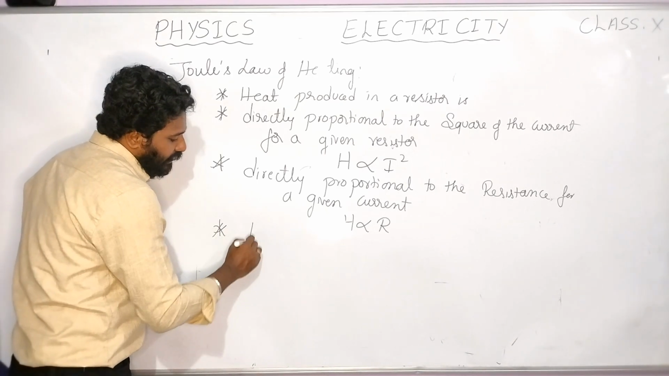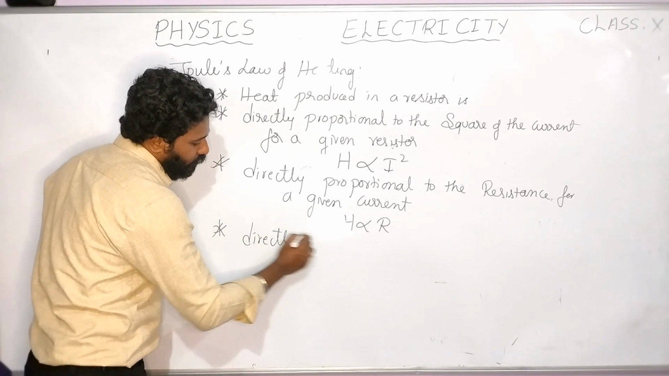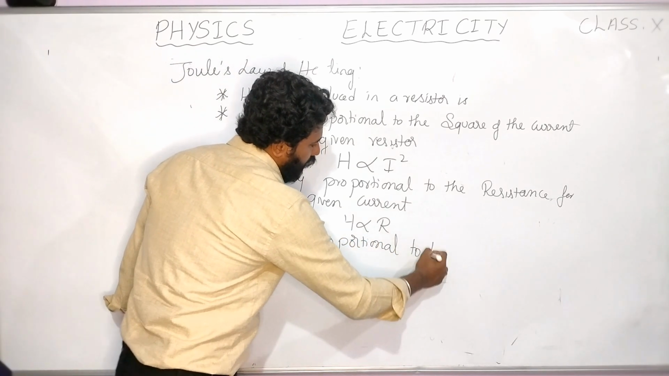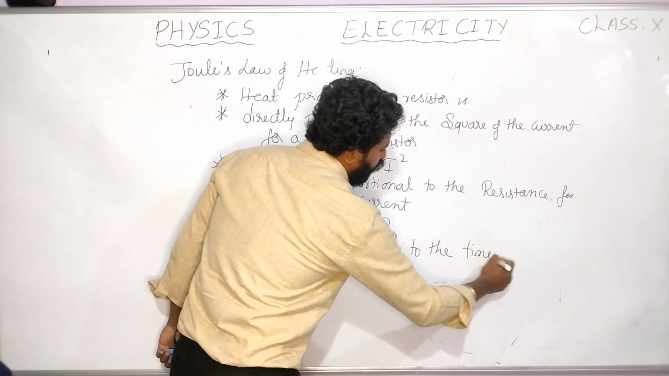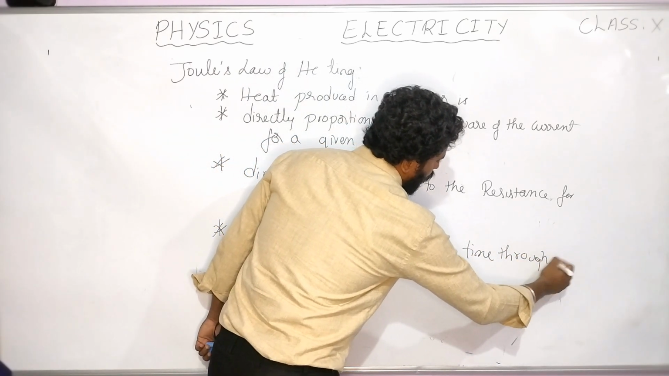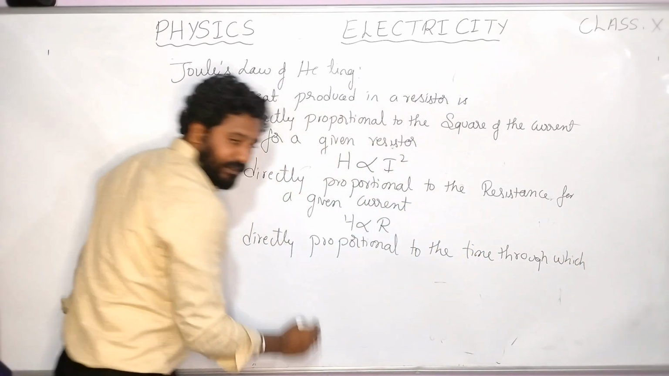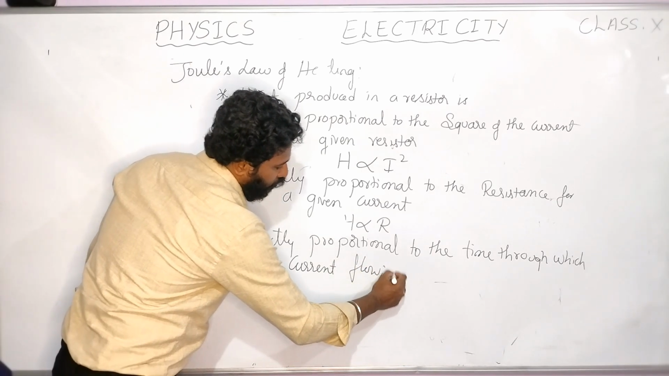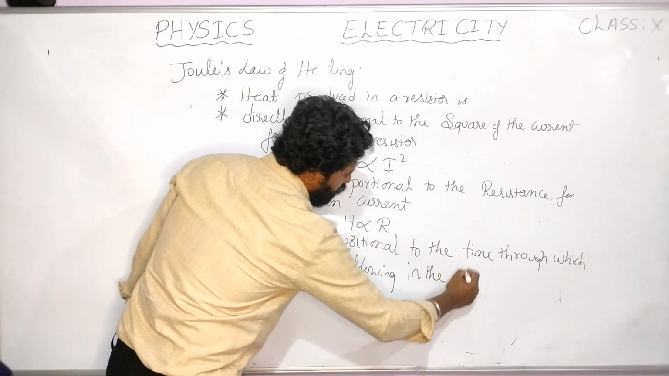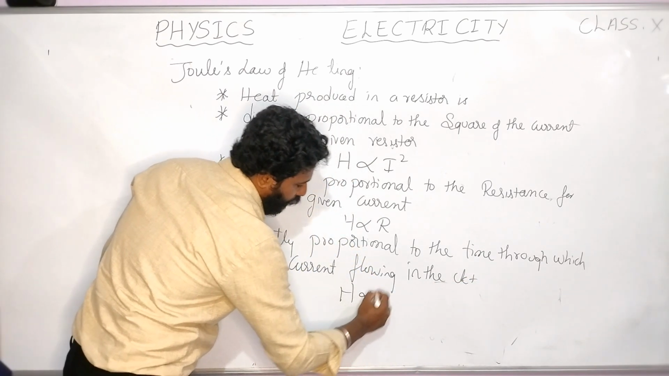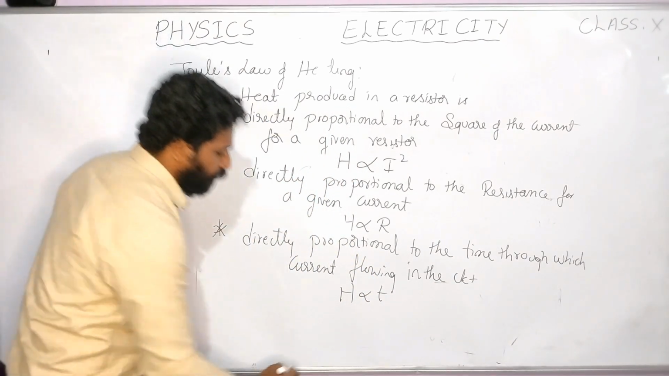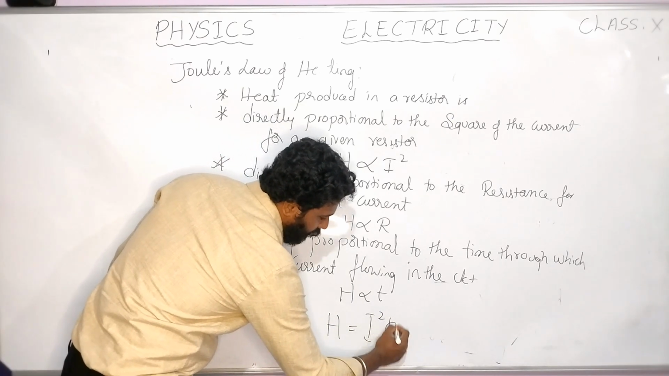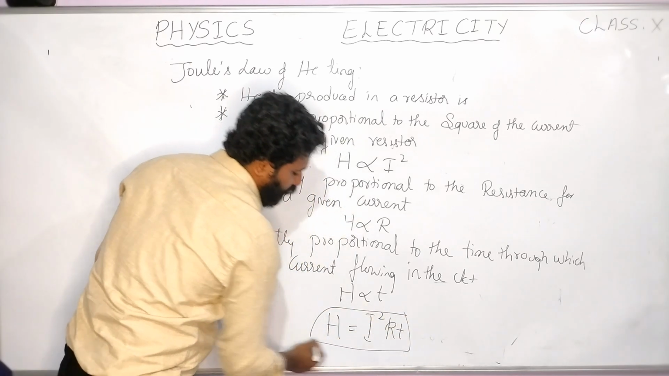The next one is directly proportional to the time through which current is flowing in the circuit. That means H is directly proportional to T. So we will club all and you will write the expression for Joule's law: H is equal to I square RT. H is equal to I square RT.